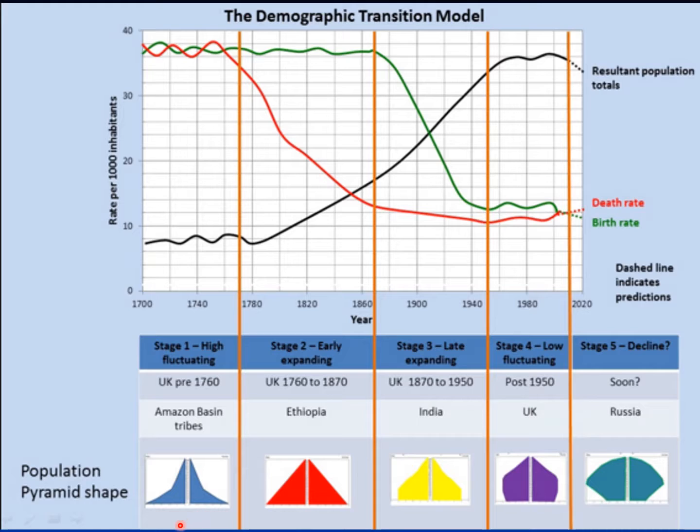Here are the different population pyramids that are associated with the demographic transition model. As we can see with Amazon basin tribes that are still considered to be in stage 1, it is slanted. It has 2 slants for the triangle. And then for stage 2, we have a basic triangle. Stage 3, 4, and 5, which may be soon, has decreasing population.